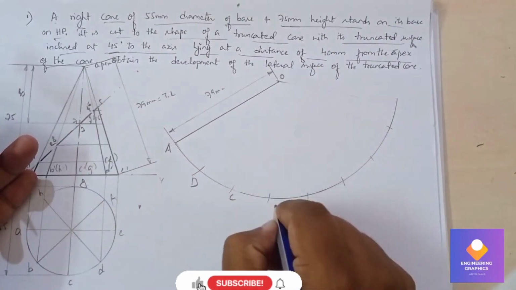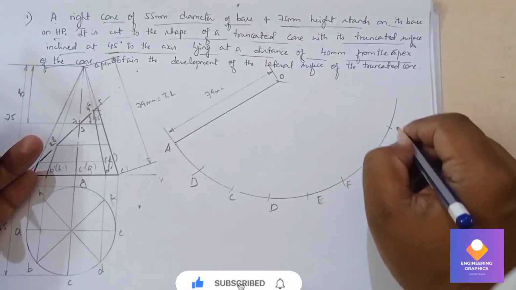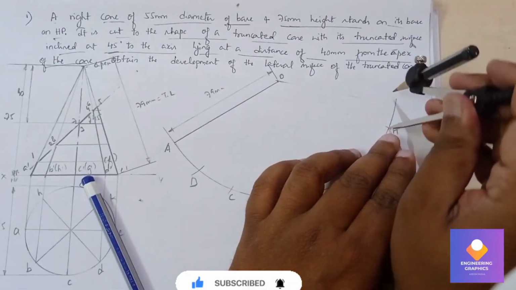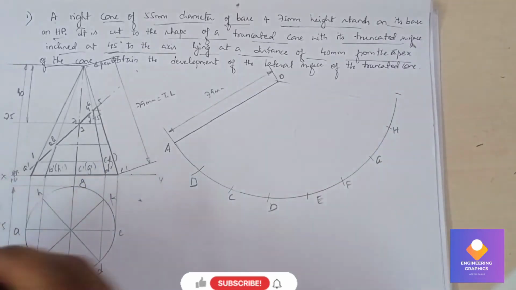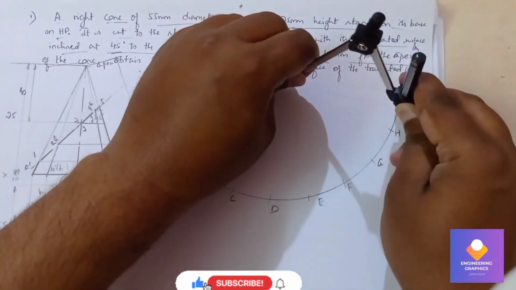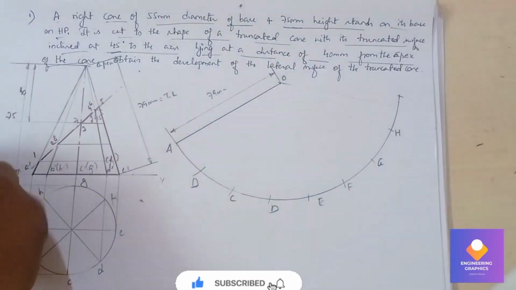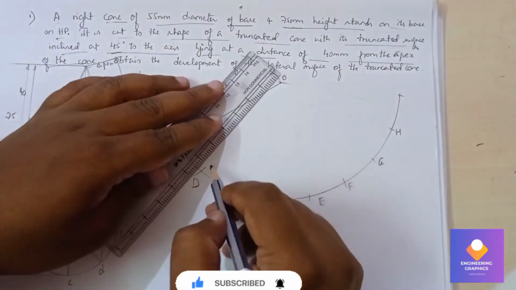You can mention the namings here: A, B, C, D, E, F, G, H, and that is A. Cut and extend. So now you can just extend the curve so that it is cutting the arc. Now you can join all this with the vertical edge.